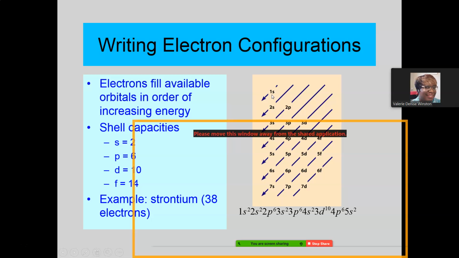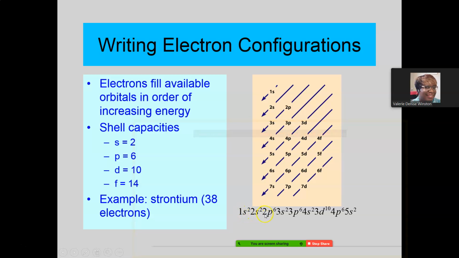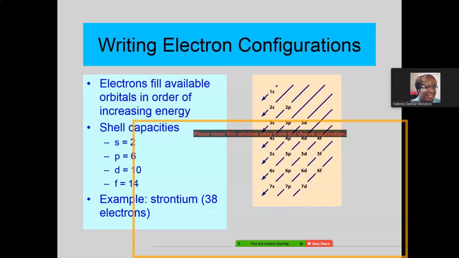1s gives us how many? 2. 2s gives us how many? Total of 4. And then we only need 2 more. So it's 2p2. 2 here, 2 there, 2 there. There's our 6. So we would write 1s2, 2s2, 2p2, stop. That's carbon. Okay?